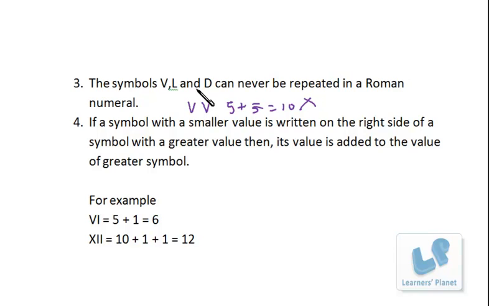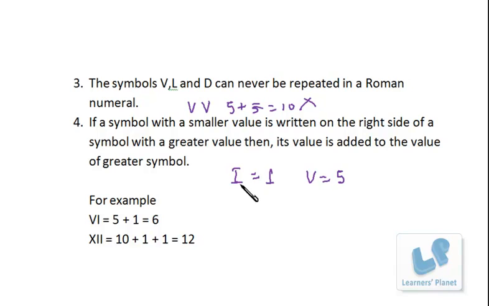Now the next rule is, if a symbol with a smaller value is written on the right side of a symbol with greater value, then its value is added to the value of the greater symbol. Let's take an example. Here I see a V and one I. Now we have written I on the right side of V. I represents 1 and V represents 5. Now V is the greater number, or we can say 5 is the greater number.